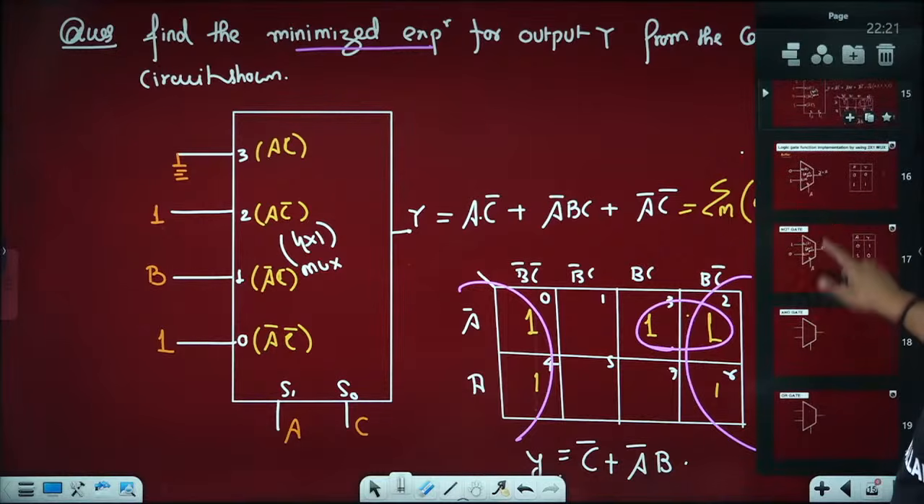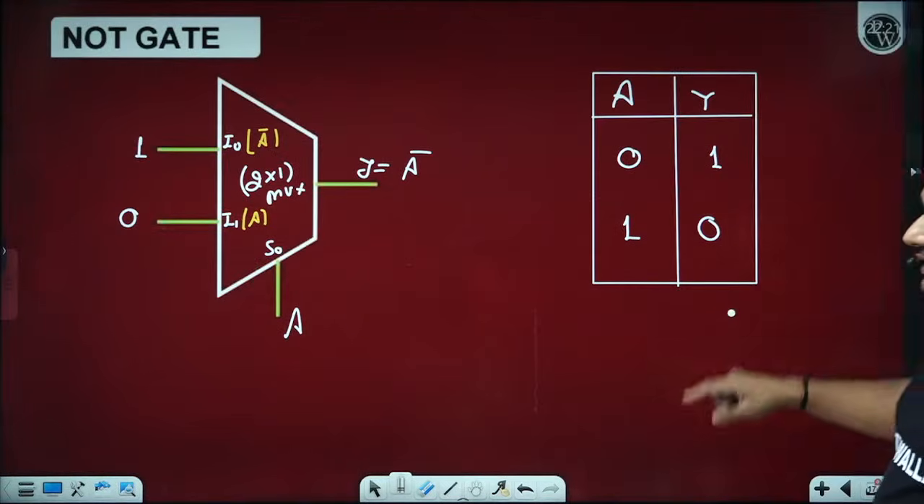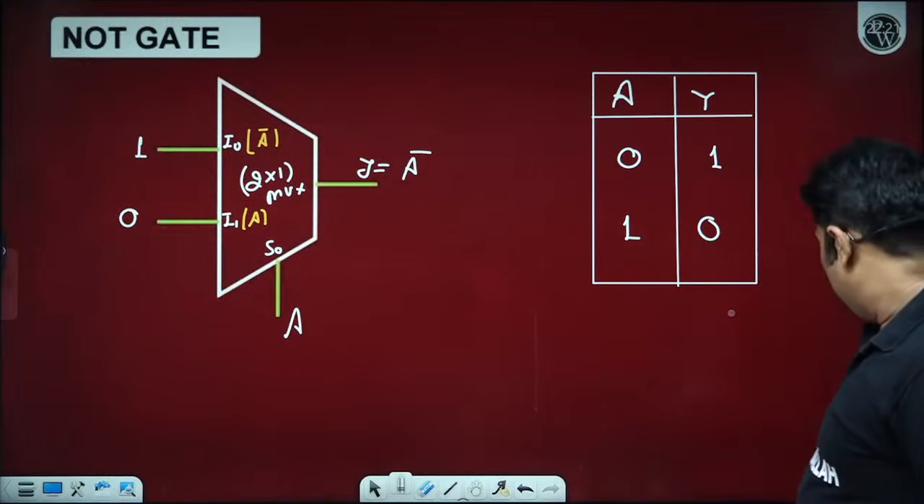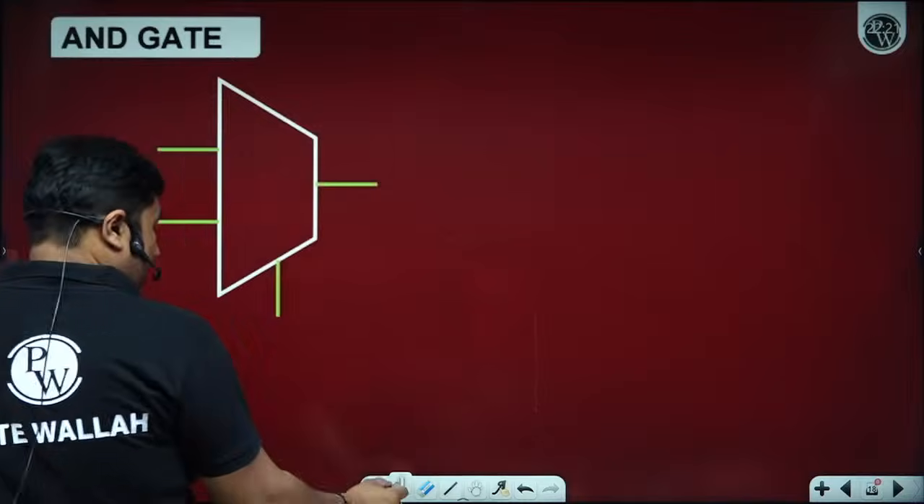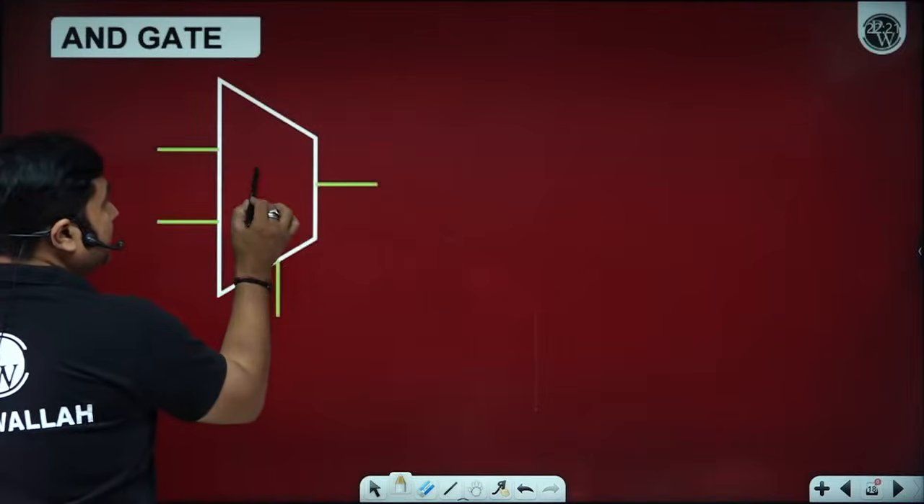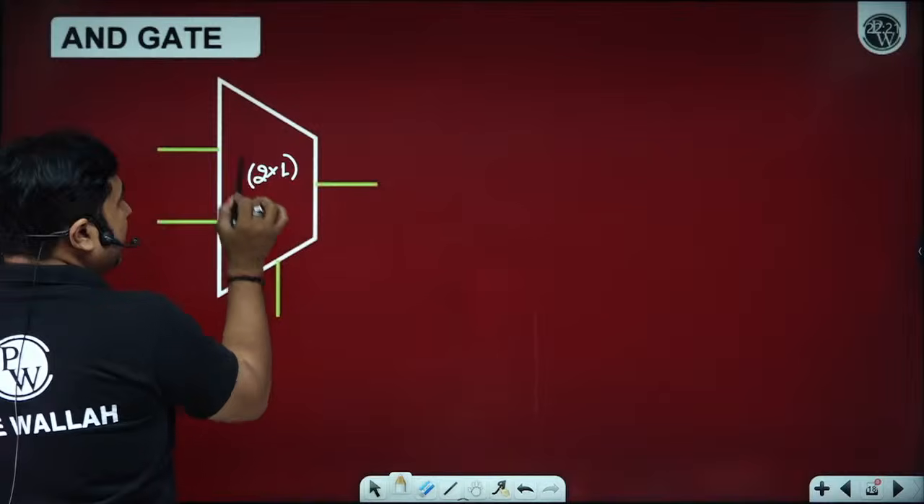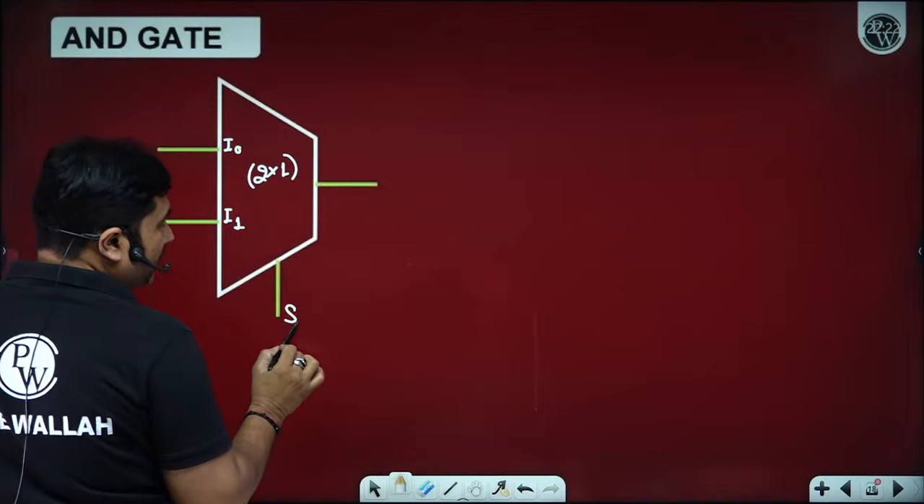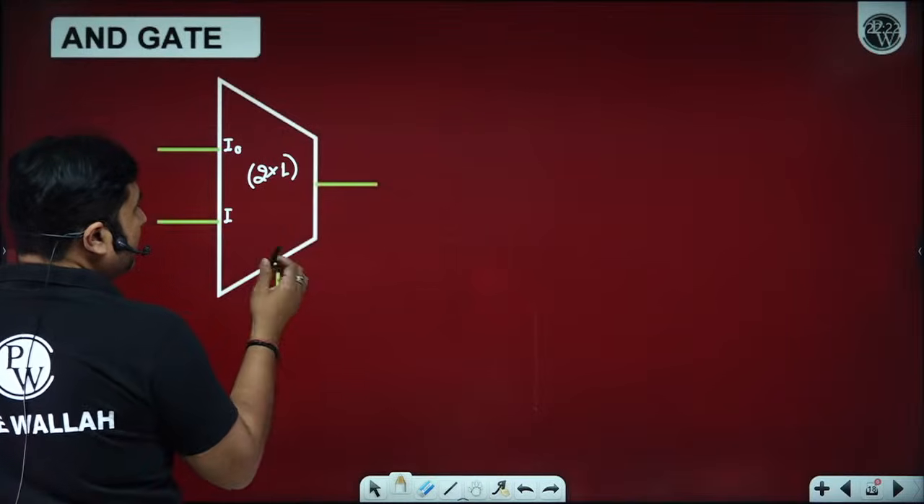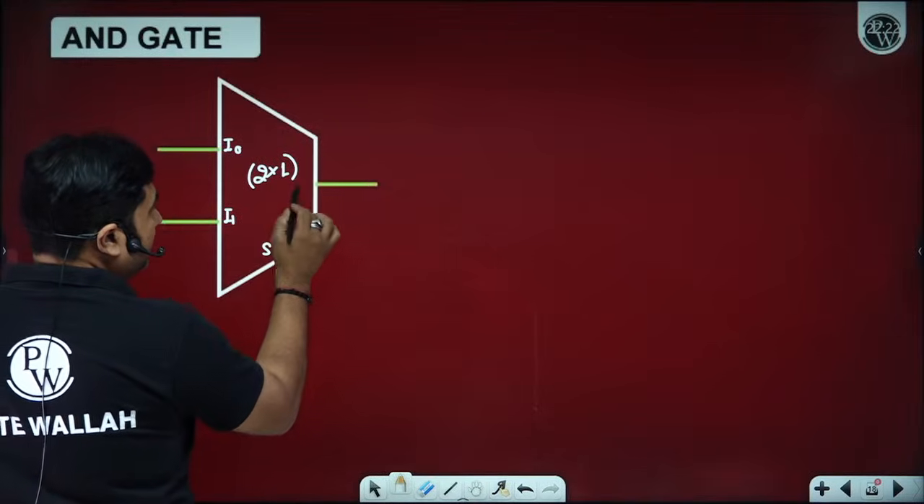Great. But that is only when all the variables are present on the select line. Now, can you implement an AND gate by using a multiplexer? How to implement an AND gate by using a multiplexer? We want to implement the AND gate operation by using a multiplexer, okay?